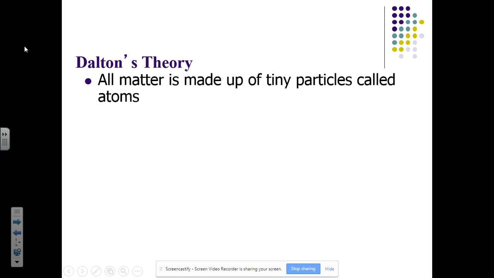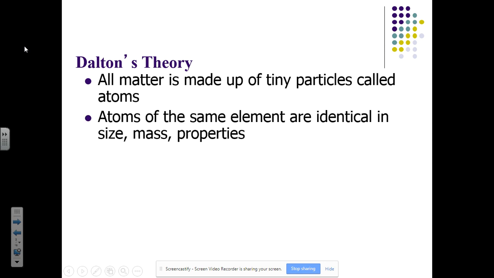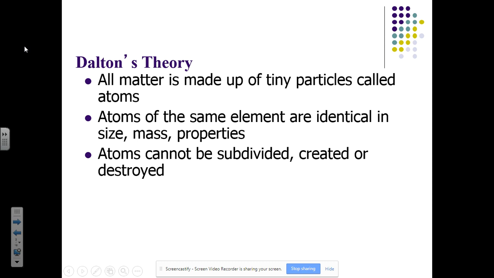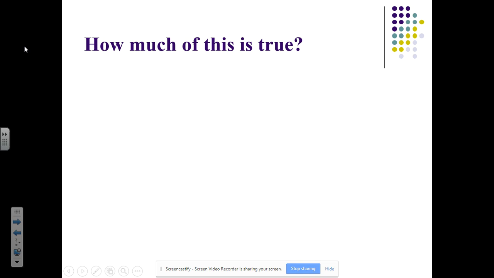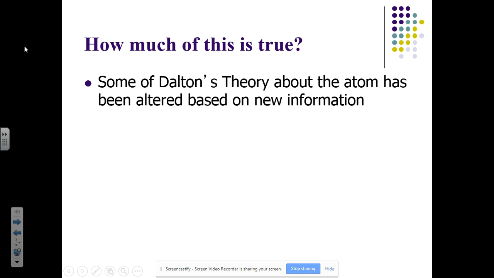And he believed that all matter was made up of tiny particles called atoms, which we do know now to be true. Atoms of the same element are identical in size, mass, and properties, and we are going to find that that is not entirely true. Atoms cannot be subdivided, created, or destroyed. And atoms of different elements combine to form chemical compounds. How much of this is true? Well, some of the theory has been altered based on new information, but he did have most of it down.